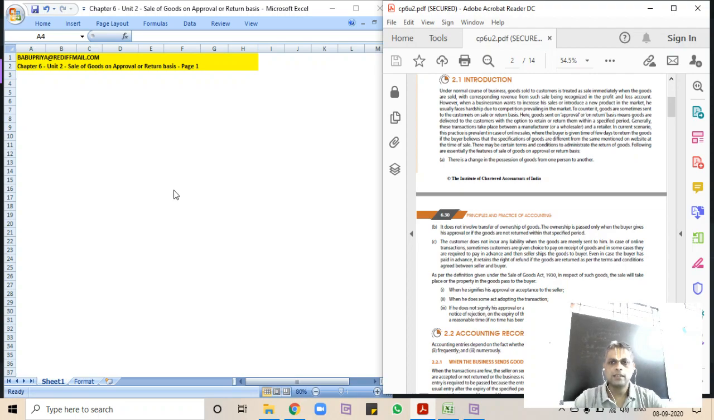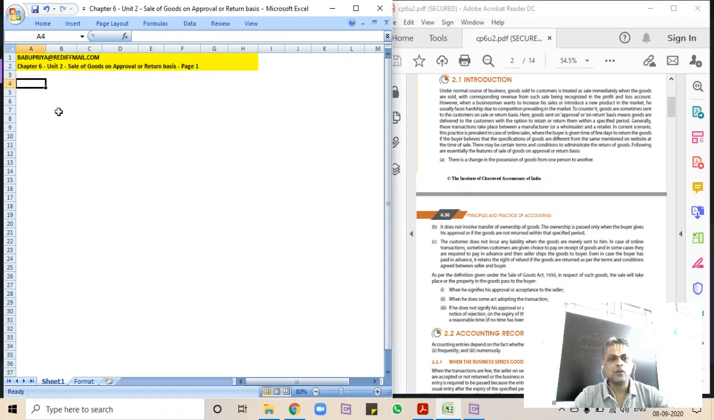So, we will discuss Unit 2 in Chapter 6, Sale of Goods on Approval or Return Basis. What is sale of goods on approval or return basis? For that, we should first understand what a sale is, right? A sale in the normal course is the transfer of goods from one person to another for a consideration, right?